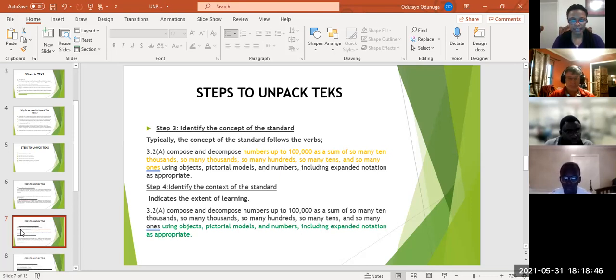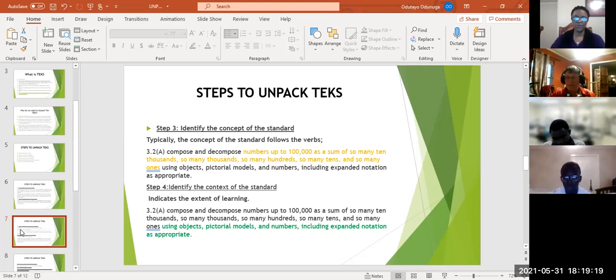So in this case, composing and decomposing is going to be on what? What are we composing and decomposing? We're going to be decomposing and composing numbers, not alphabets, not any other thing, but numbers. Numbers up to what? Up to where? It's clearly stated in the TEKS that you're going to compose and decompose numbers up to 100,000.